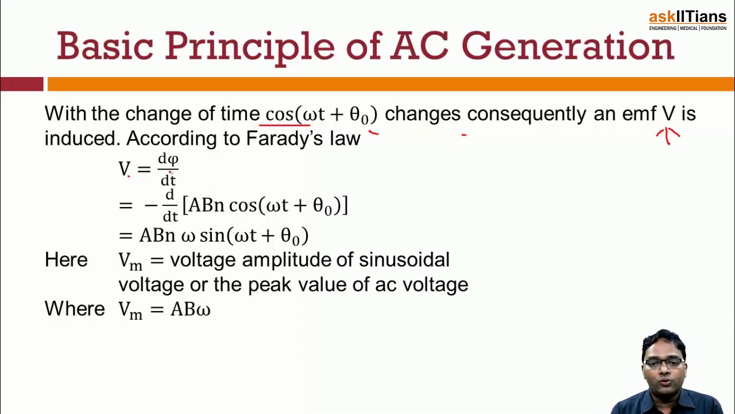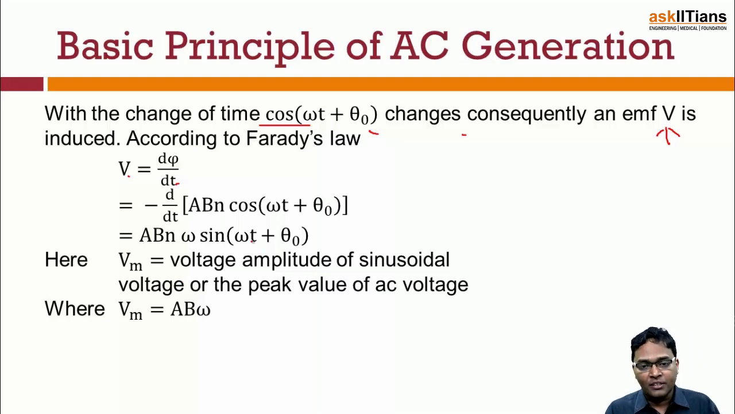So V, we know, is going to be equal to d phi by dt. This is nothing but the induced EMF that we are aware of when we have studied electromagnetic induction. From electromagnetic induction, what we know is that when there is a change in flux, an EMF is induced. The induced EMF is in the opposite direction.